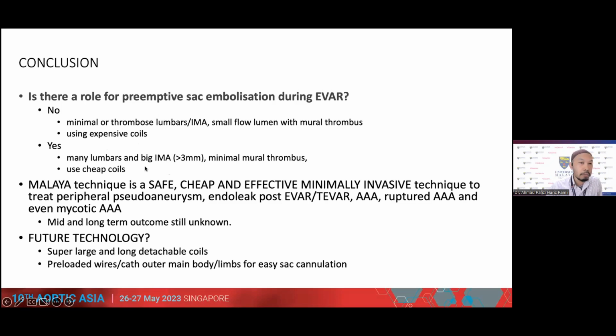Based on my presentation earlier, I've already proven that the Malaya technique is safe, cheap, and effective, and also a minimally invasive technique to treat peripheral aneurysms, endoleak post-EVAR and TEVAR, AAA, ruptured AAA, and even mycotic AAA. However, the mid-term outcome I already know, but the long-term outcome is still unknown. Hopefully, for those listening, maybe the biomedical or engineering faculty, we can collaborate and think about future technologies, where we can invent something like a super large or long detachable coil, or maybe incorporate this technique into the stent itself with preloaded wires and catheters. So, time will tell.